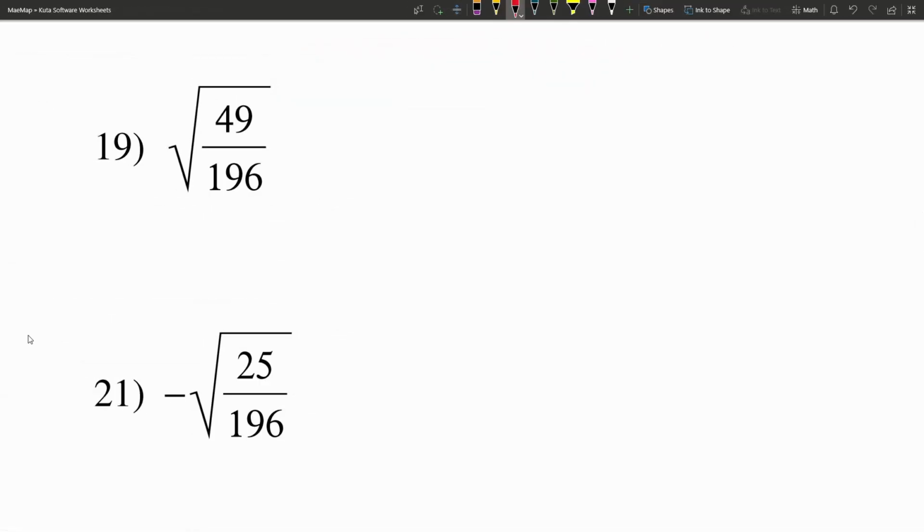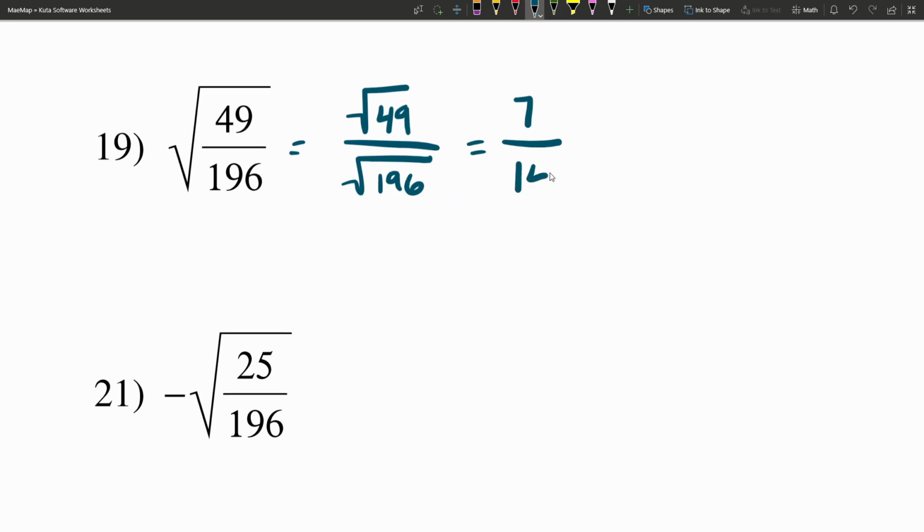In number 19, because there's division, we can totally split up this square root. We're going to take the square root of 49 all over the square root of 196. The square root of 49, well, 7 times 7, or 7 squared equals 49, so the square root of 49 is 7. And what squared equals 196? That's 14. 14 squared equals 196. So 7/14 is our solution.